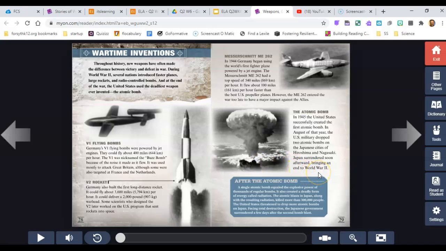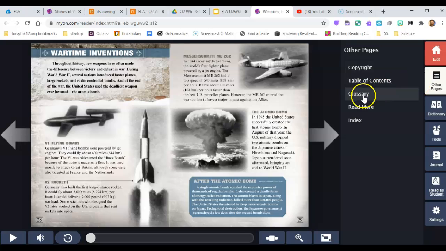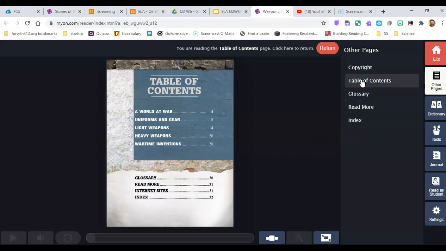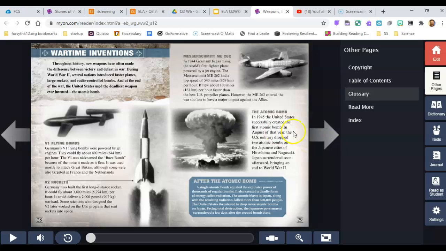And so like I said, I already did some skimming here, but I'll go back to how I did this. Now I want to say the glossary might give you some information, the index, but really we're looking at the table of contents. And here I see, okay, wartime inventions. I know that the atomic bomb was an invention that was created during the war and it ended the war. And so I'm going to go to page 28. You guys might know a better way, but I just click until I get to page 28. I start looking and I see, oh, right here, the atomic bomb.